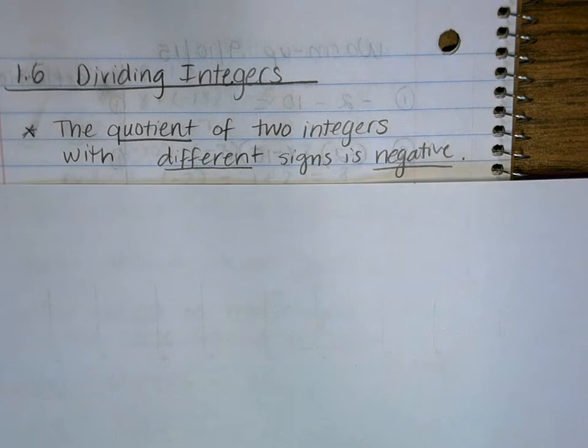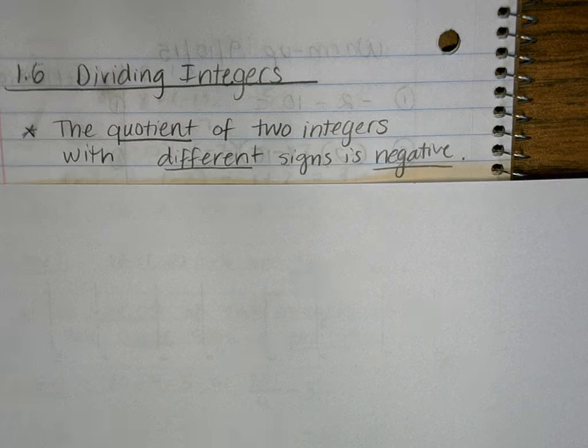Okay, so 1/6 is dividing integers. It's the opposite of multiplying, so I think we're good on dividing. So quotient, that's the word that tells us we're dividing. That's the math word. The quotient of two integers with different signs is negative.